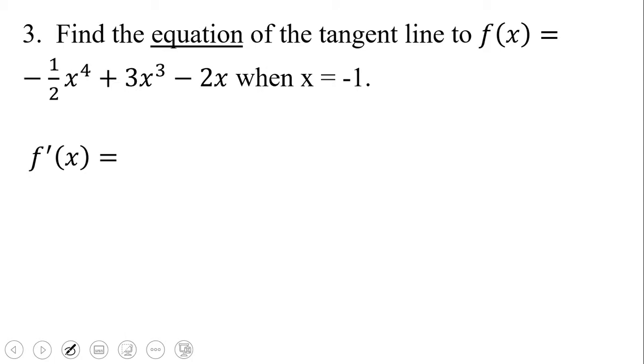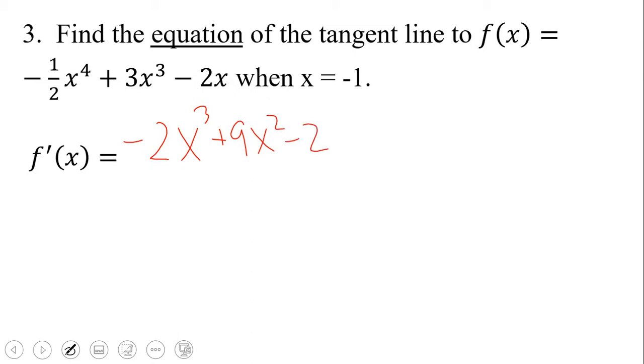Tangent line means derivative. So -1/2 x to the 4th, bring down the 4 times -1/2. That would give you -2 to the 1 less power, x to the 3rd. Plus, bring down the 3 times 3 is 9, x squared, and then -2.